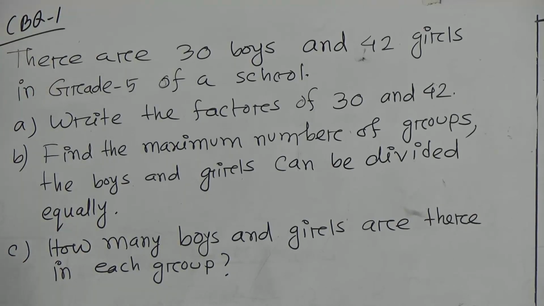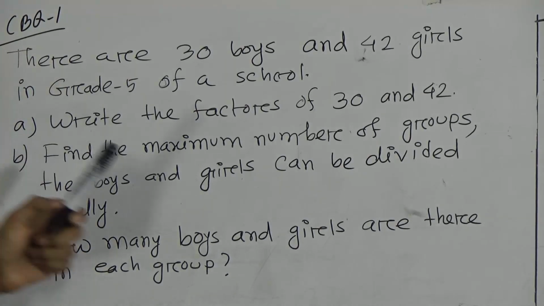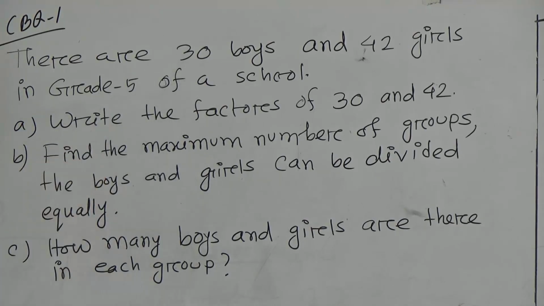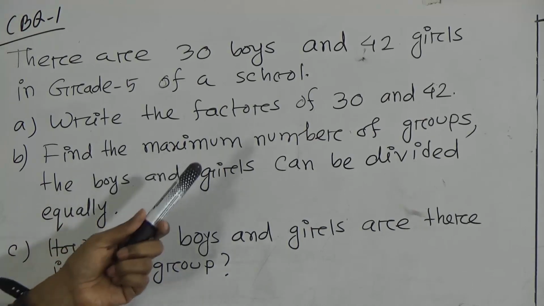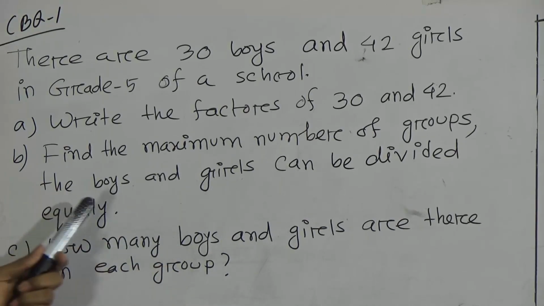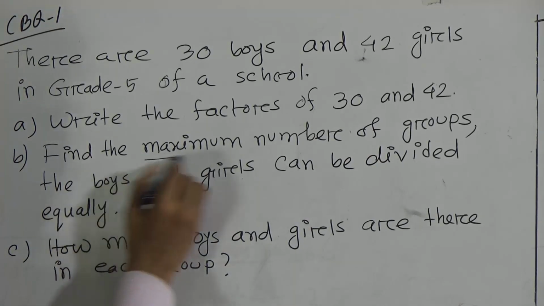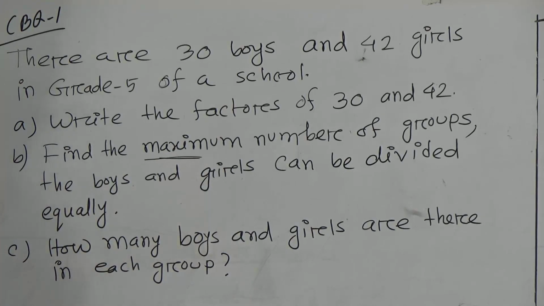There are 30 boys and 42 girls in grade 5 of a school. A, write the factors of 30 and 42. B, find the maximum number of groups the boys and girls can be divided equally. Student, remember the maximum number. C, how many boys and girls are there in each group? At first I will solve A.